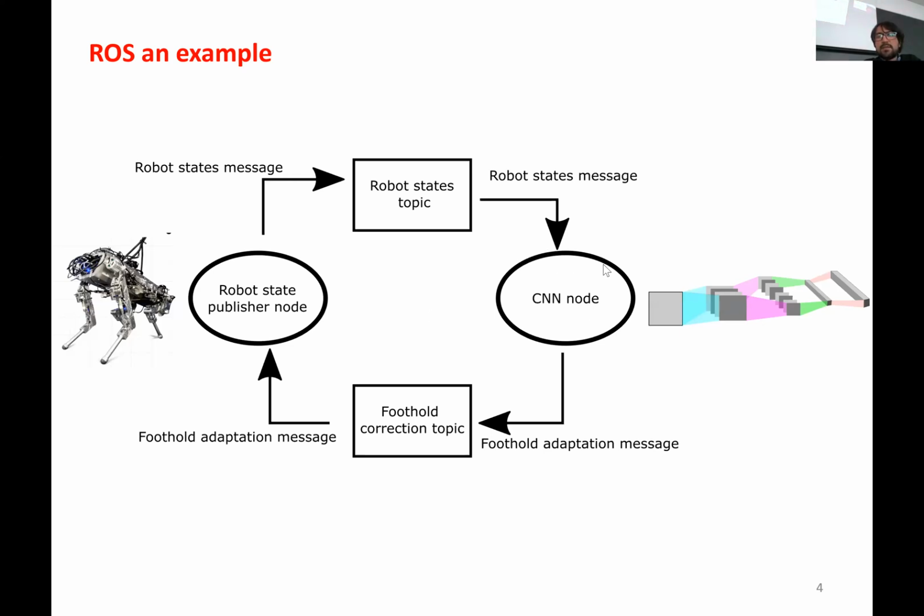So we train this neural network, and then we call this a CNN node. The CNN node computes the foothold correction. It sends to the foothold correction topic, and then this sends a foothold adaptation message to the, well, it's not sending. It's basically the robot node. There's a different node here. It should be a different node here. It subscribes to the foothold adaptation message. And that foothold adaptation message goes into the control loop so that the robot changes the trajectory of its legs using the joint space controller.